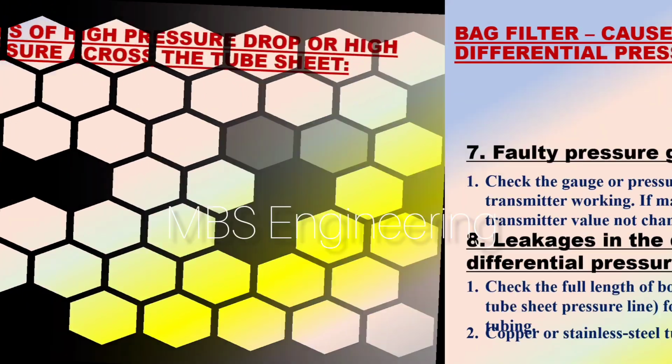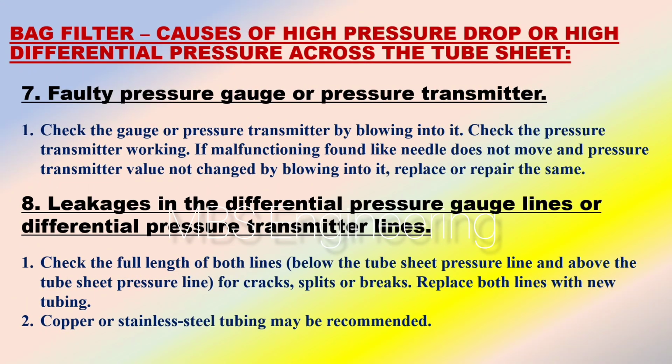Next, one of the main causes of high differential pressure is the leakages in the differential pressure gauge lines or differential pressure transmitter lines in the bag filter system. Point number 1. Check the full length of both lines, below the tube sheet pressure line and above the tube sheet pressure line, for cracks, splits or breaks. Replace both lines with new tubing. Point number 2. Copper or stainless steel tubing may be recommended.